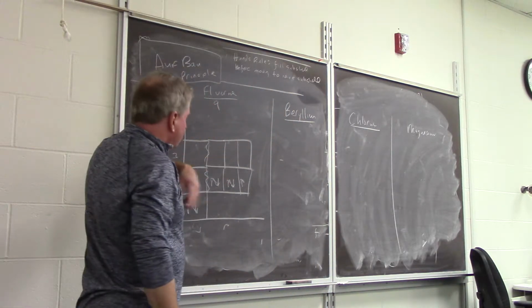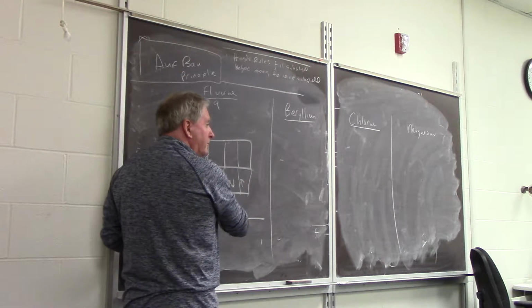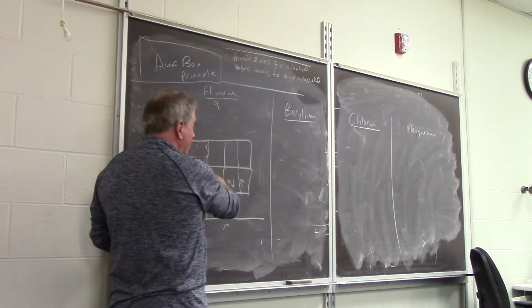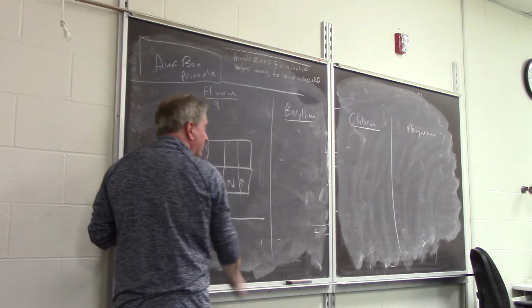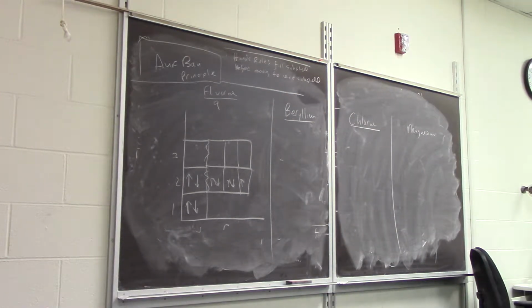The rule I couldn't remember is called Hund's rule. What you have to do is fill a subshell before you go to the next subshell. So you've got to make sure that each one of the orbitals is filled up before you move on to the next one.